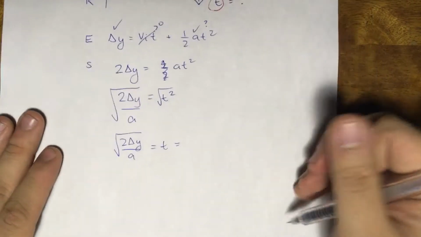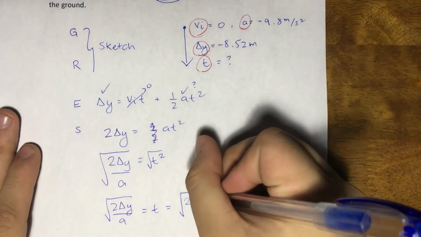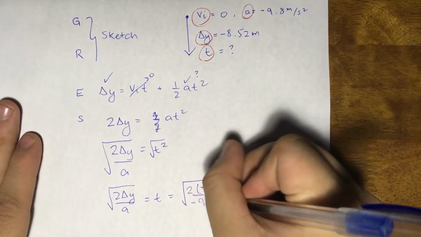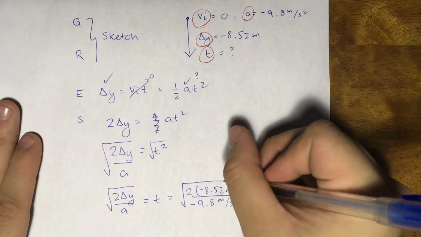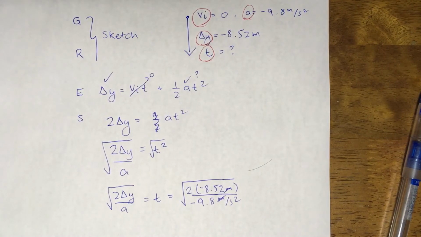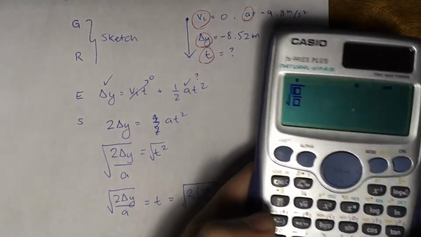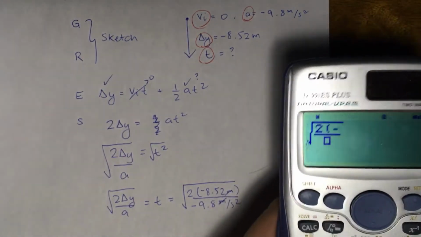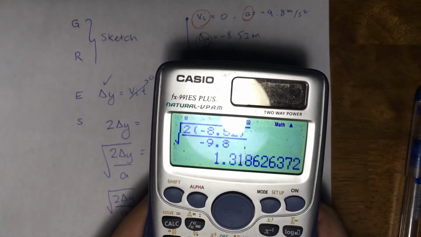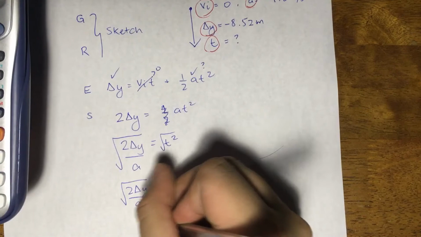Now, let's plug in the values. So, 2 times delta y. What's delta y? Delta y is negative 8.52 meters. Acceleration is negative 9.8 meters per second squared. Okay? So in terms of units, this one will cancel out. But in terms of values, let's get my calculator real quick. So, the square root of the fraction 2 times negative 8.52 all over negative 9.8 gives me the value of 1.31862.